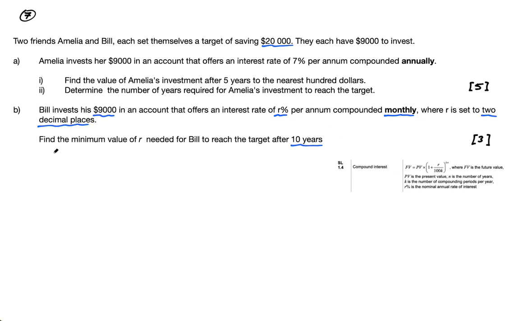So here's my formula. I'm going to sub in the future value is 20,000. The present value is 9,000. I'm going to do 9,000 times 1 plus r over 100 times k. k is 12, guys, because of this. So it's 100 times 12, which is 1,200. And to the power of k times n. n is 10. k times n, 12 times 10, is 120.